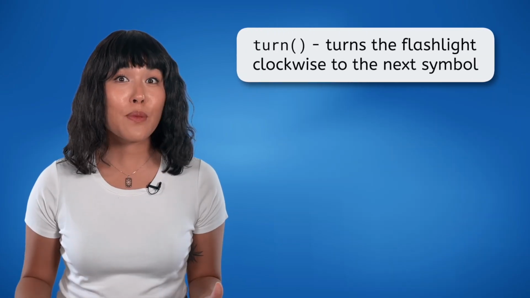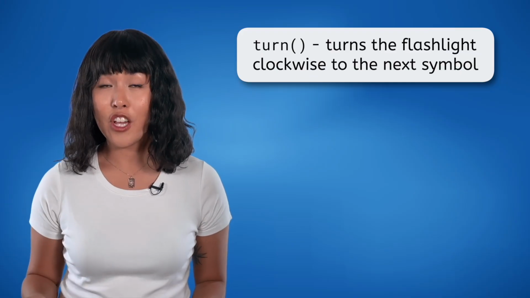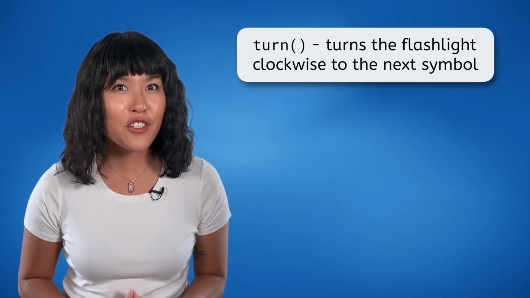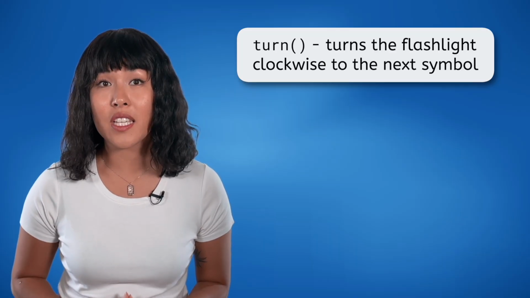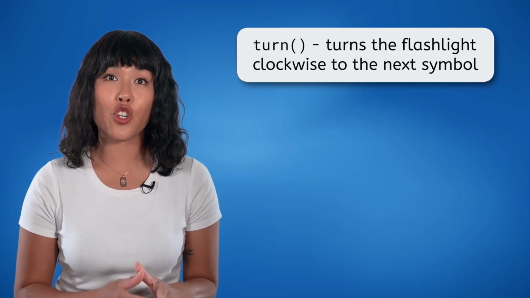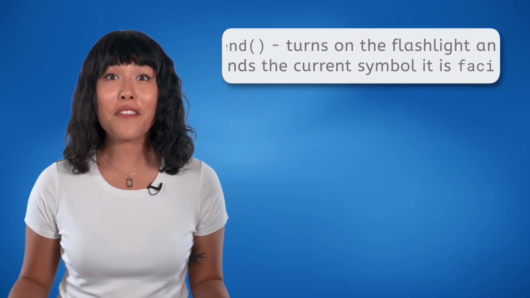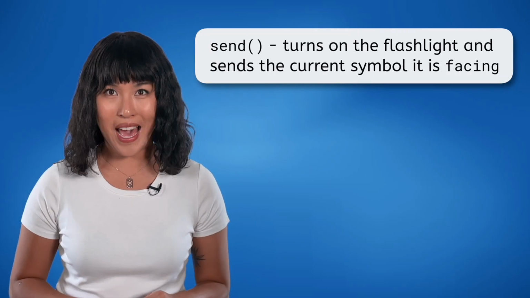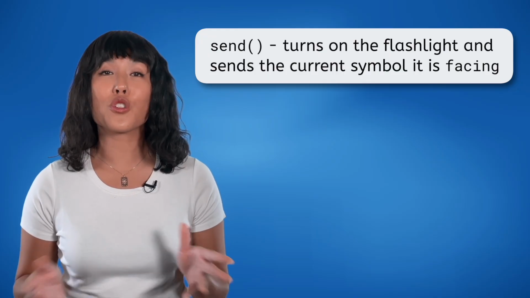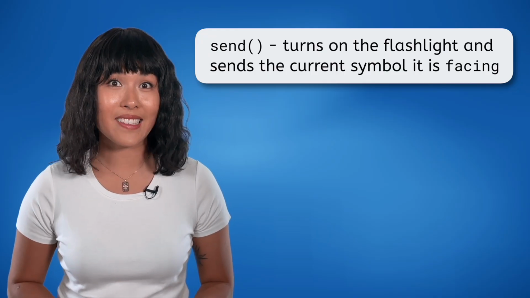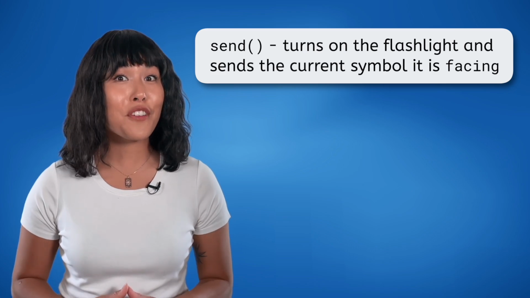Well, I need to be able to turn the flashlight, so the function named turn will help us do that. The turn function will turn the flashlight clockwise to the next available symbol. Next, we need a way to turn on the flashlight to show my friends the symbol. Let's use the send function to do that. The send function will turn on the flashlight and send the current symbol that it is facing. Now I think we have enough commands available to communicate with my friends.